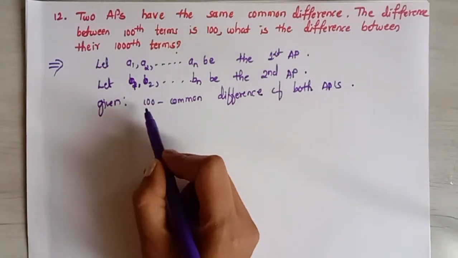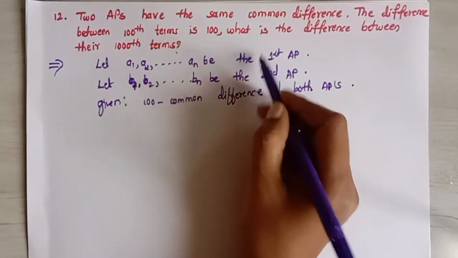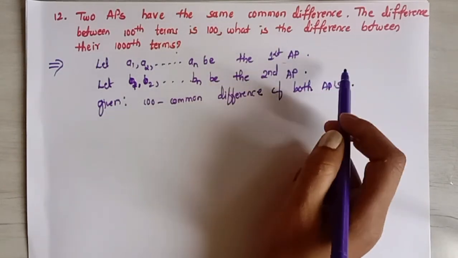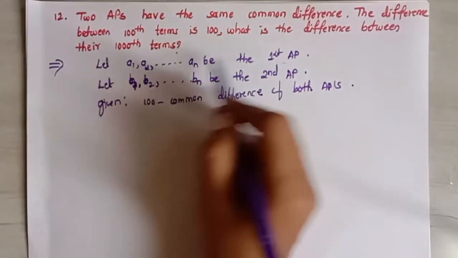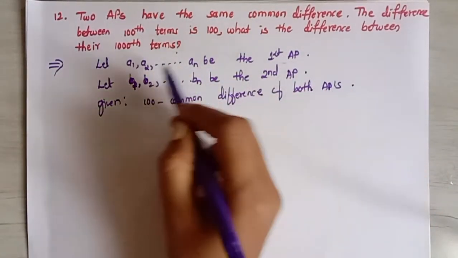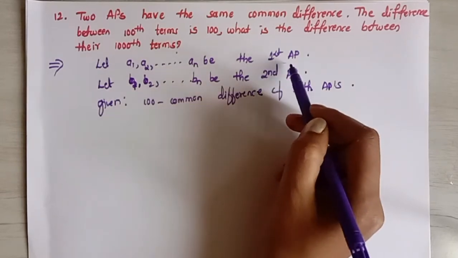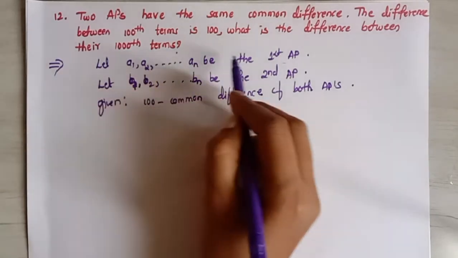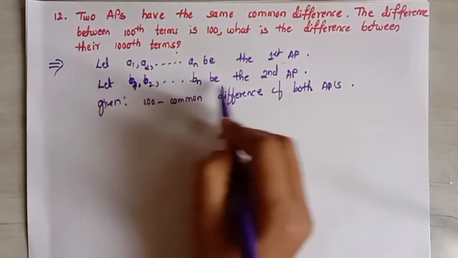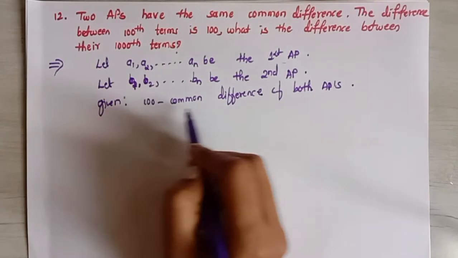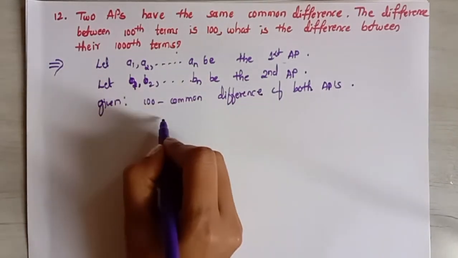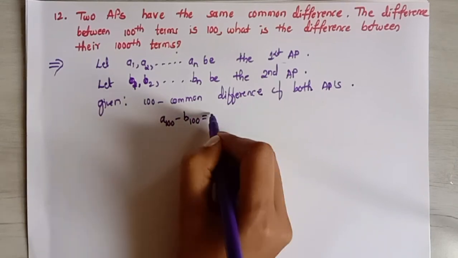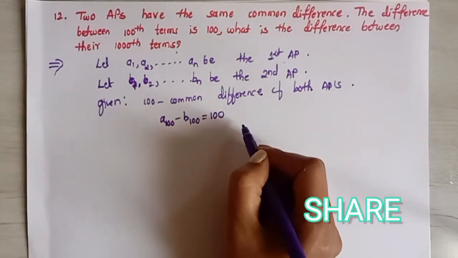So 100 is the difference between these two APs, means this AP and this AP. The difference is what? 100. That is, this AP minus this AP is 100. So let us take this as A100 because it is named as 100th term. Therefore, we take the A100th term from this AP and the B100th term from this AP, and the difference is 100. Therefore, it will be A100 minus B100 equal to 100 because it is given in the question.